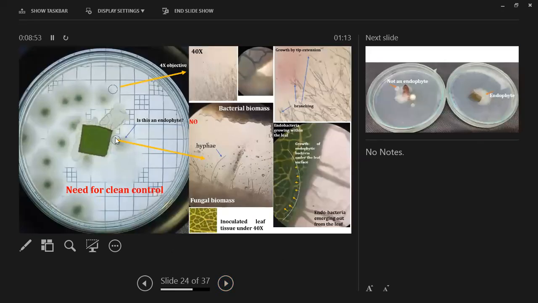When I put this leaf under the microscope, I can see molds coming out of the leaf surface, filaments of hyphae coming out of the leaf surface at 40x, and this is how they look. So we should be able to distinguish whether it is an endophyte or not.